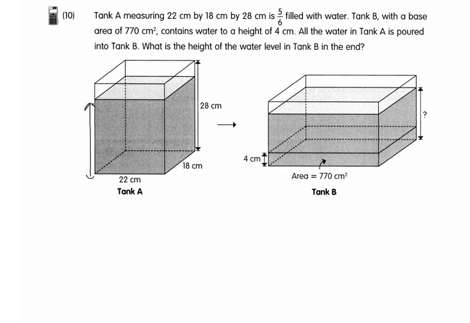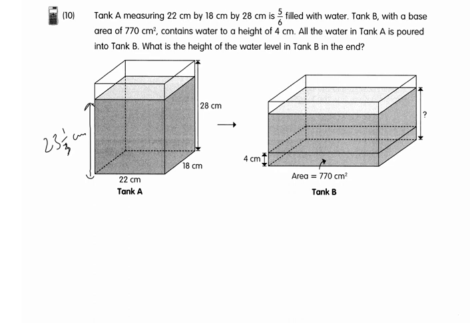Tank B with a base area of 770 cm square contains water to a height of 4 cm. All the water in tank A is poured into tank B, right? What is the height of the water level in tank B in the end? Just now, it wasn't actually necessary to find the height of the water level in tank A. I was just using it as an example to retest you and see if you remember how to solve it. So we want to find the volume of water transferred from A to B.